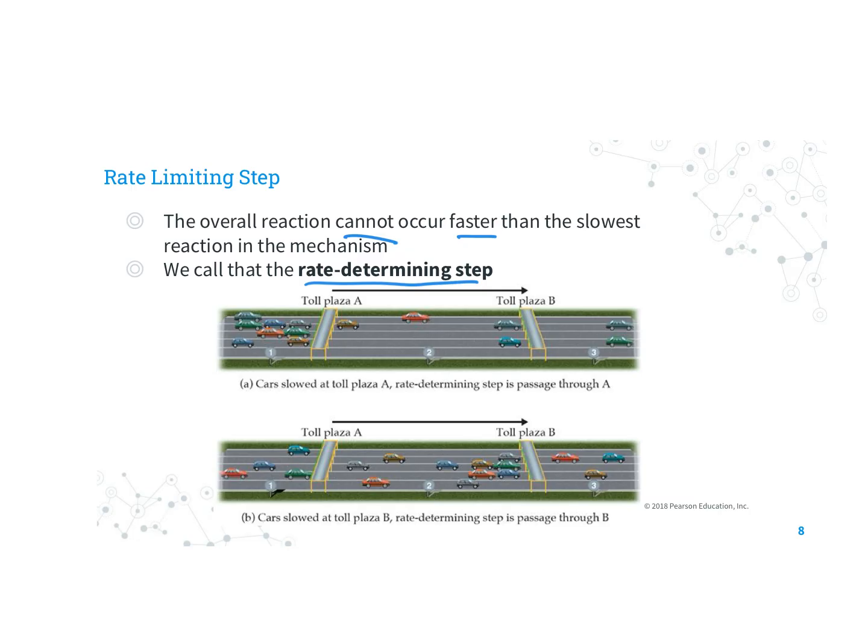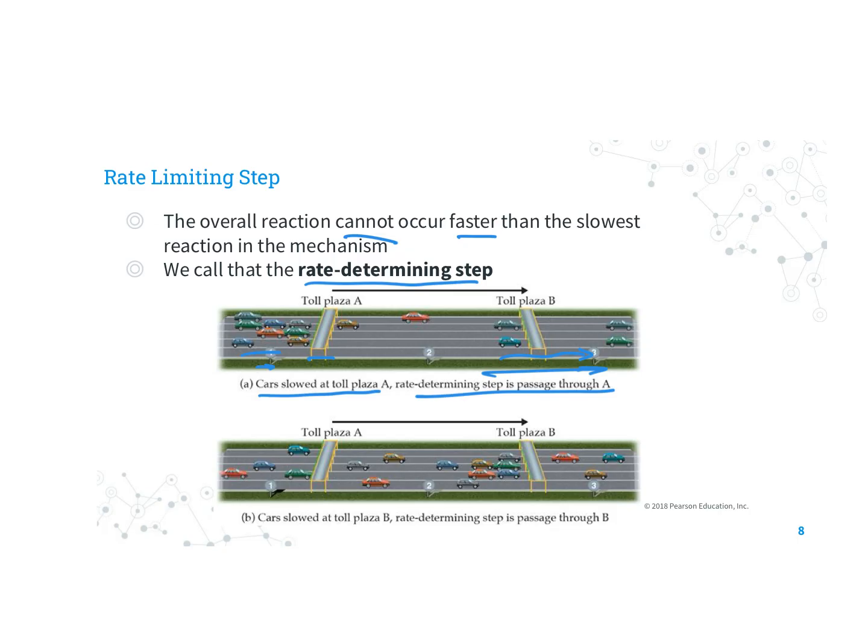You can take this example below. Here, it says cars slow at the toll plaza A. So they're really slow here, and so you have a pileup right before this first toll. But then at toll B, you can say they're going much, much faster. So at A, they're going slow. At B, they're going fast. We can say that A is rate determining because that contributes the most to the overall rate of the reaction.